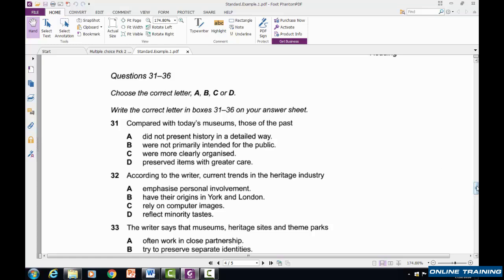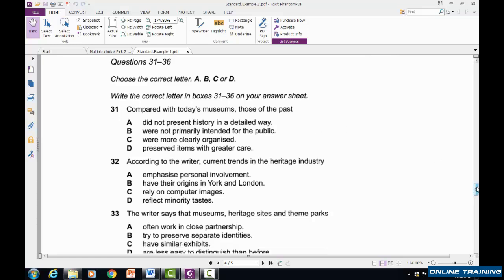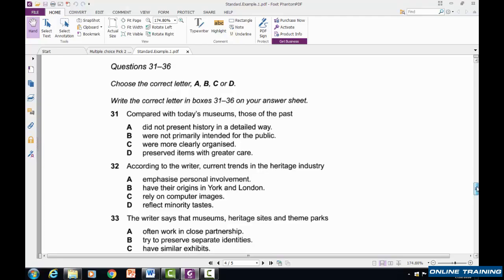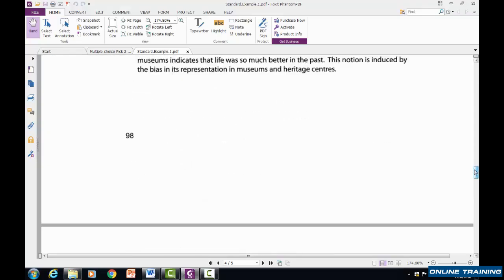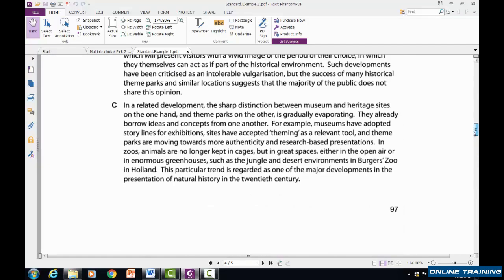All right, now let's look at number 33. Heritage sites and theme parks. Work in close partnership, separate identities, similar exhibits, less easy to distinguish. All right, so that's some of the information I need to look out for when I find the right sentence. It goes in order, so I know it has to come after.